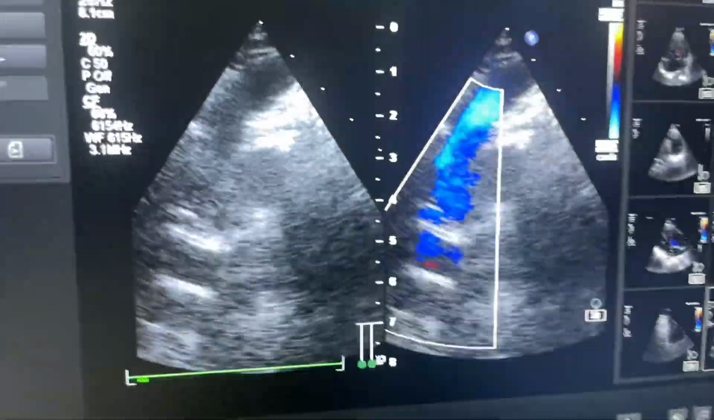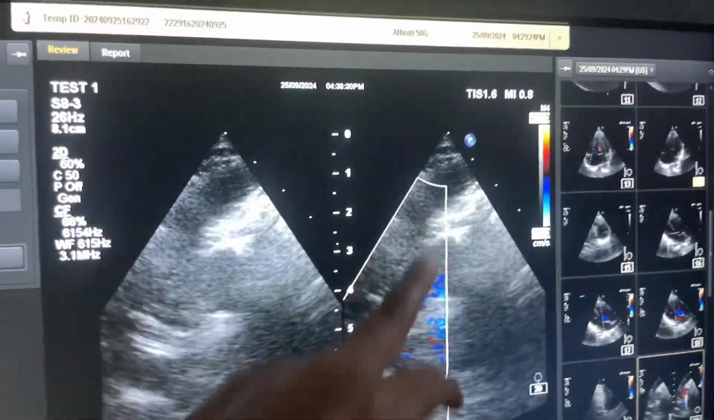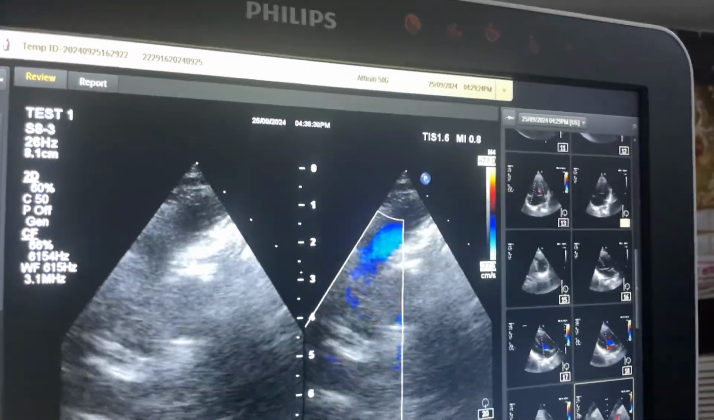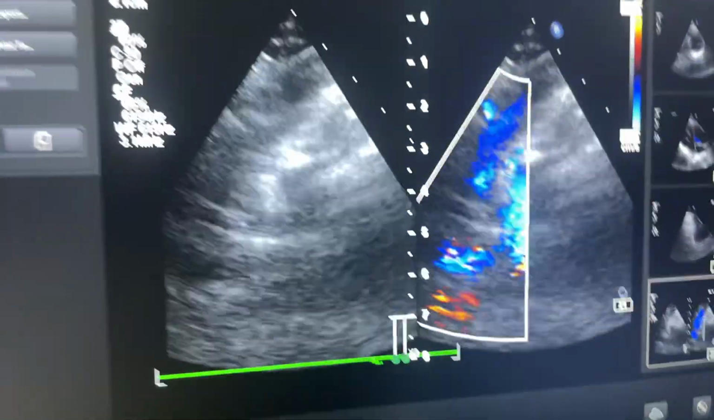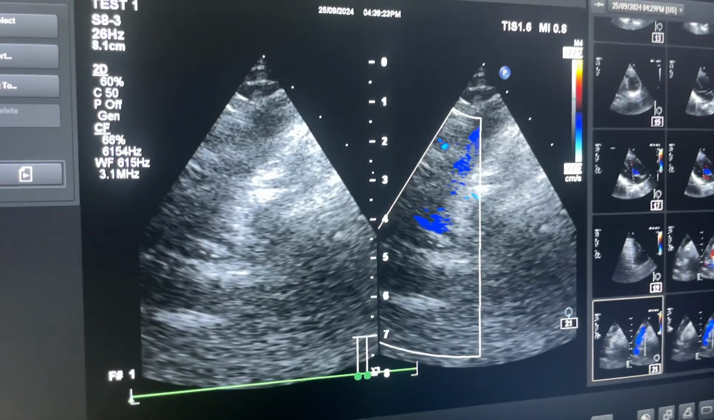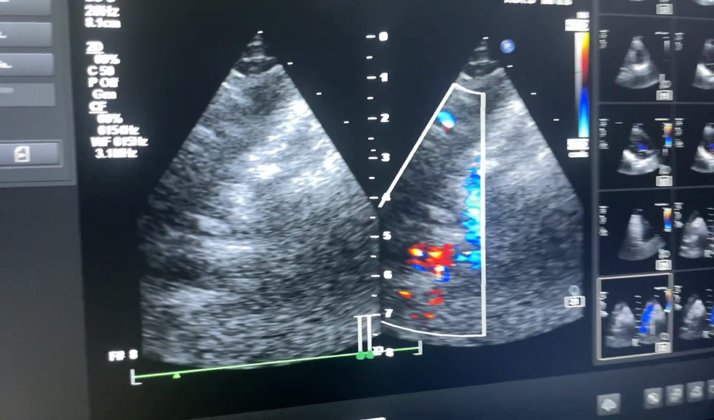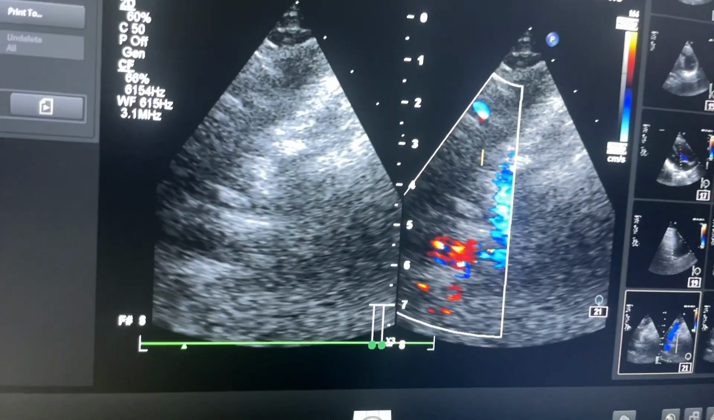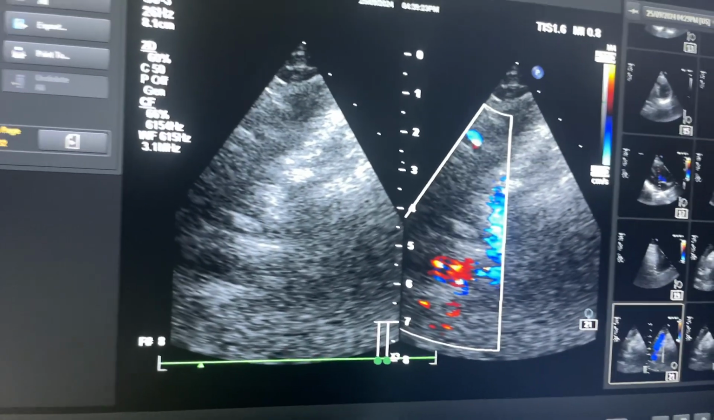This is suprasternal view, and this is superior vena cava having dilated blue flow. This is right pulmonary artery branch, and this is superior vena cava, and that superior vena cava is connected to a right pulmonary artery, that is Glen shunt.